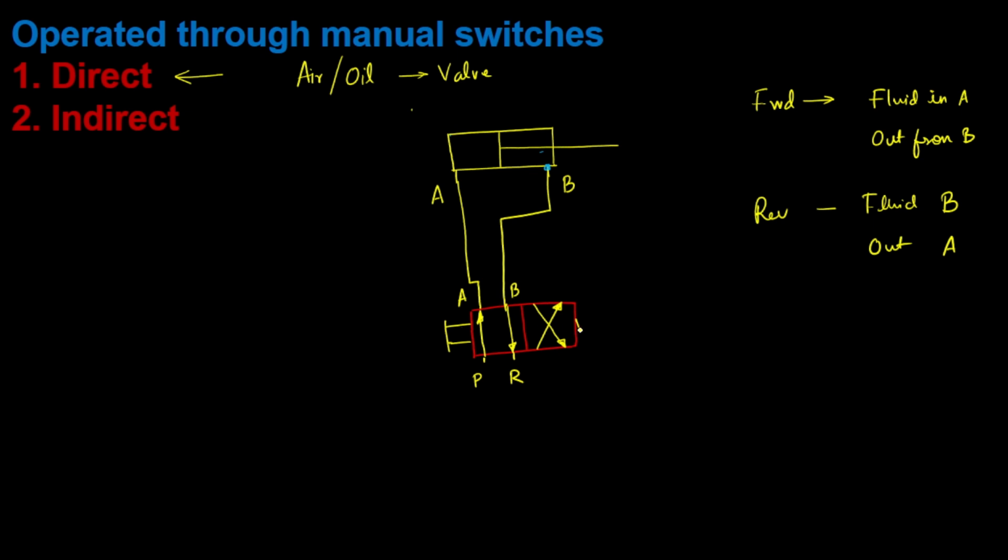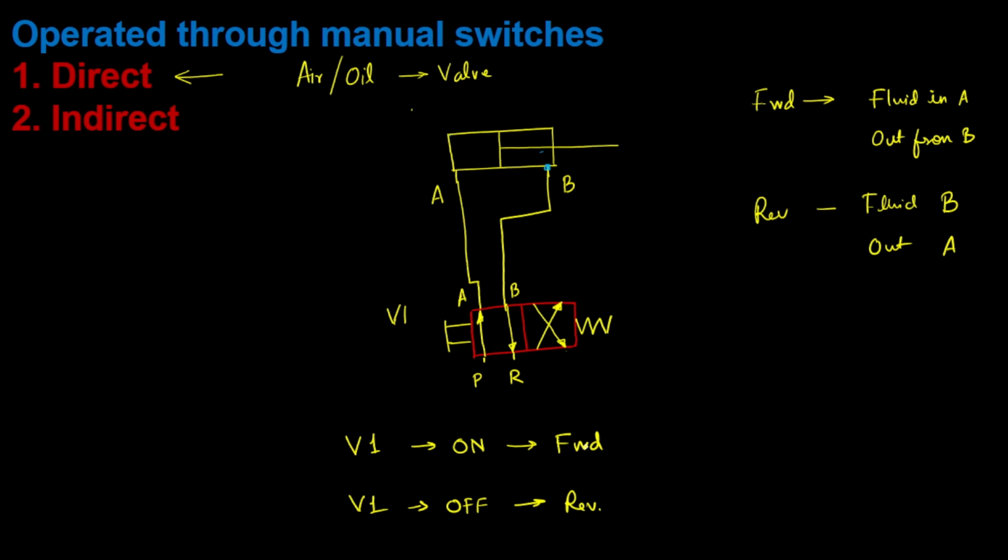And when we don't do anything, by this spring force, the pressure will go to port B and release from port A. So in that way, let us say this particular one is designated as V1. If V1 is on, pressure will go to A and return from B, so it will move forward. And when V1 is off, the spring will take care of it, and then it will be in reverse condition.